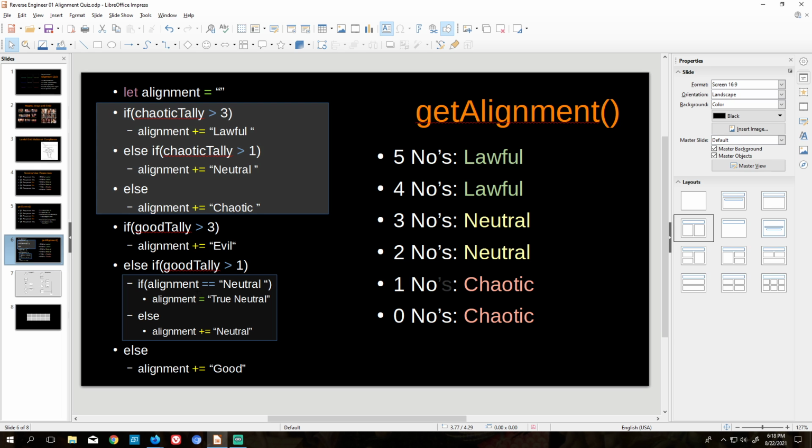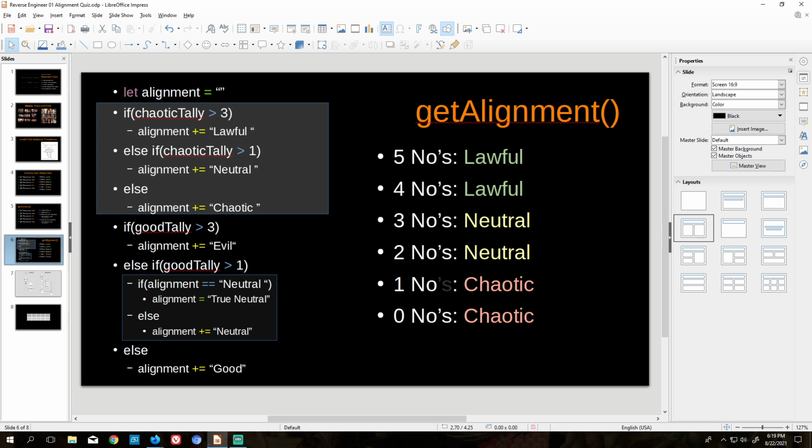So the only difference is if you have neutral. Let's say you're lawful in the first chaotic questions, and then in the good questions you're evil. You could be lawful evil, we can put those together. You could be neutral evil, you could be chaotic evil, that's fine. You could be lawful good, neutral good, chaotic good, that's fine. You could be lawful neutral, chaotic neutral, but neutral neutral we don't put.